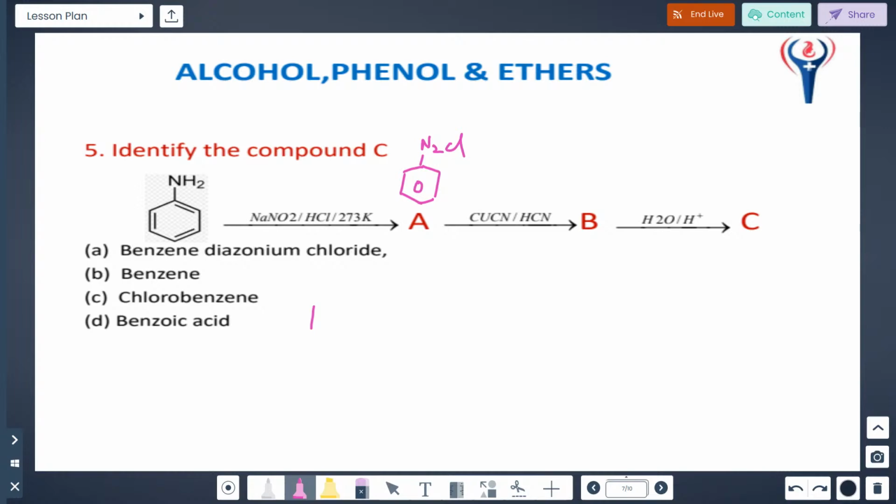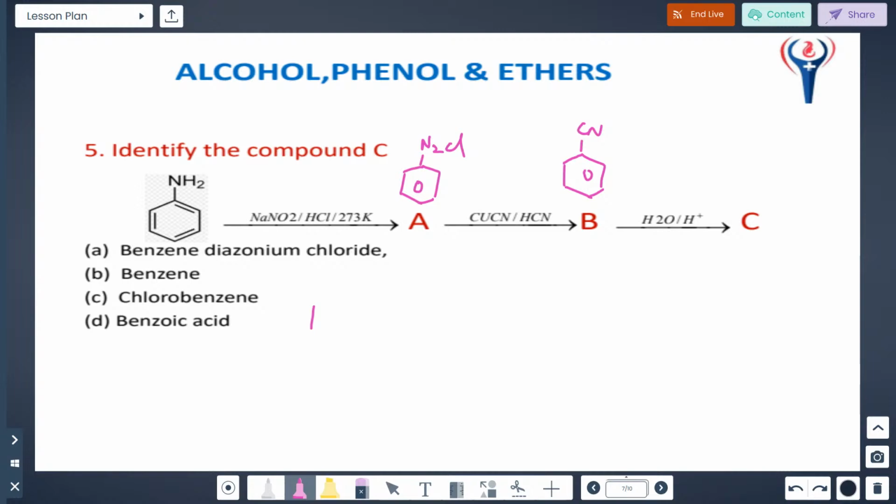Then this is called the Sandmeyer reaction. If you see the reagents cuprous cyanide, cuprous chloride, or cuprous bromide, this is called the Sandmeyer reaction. What it is doing means, instead of N2Cl, CN will come here. Understood? So compound B is what? Cyanobenzene.